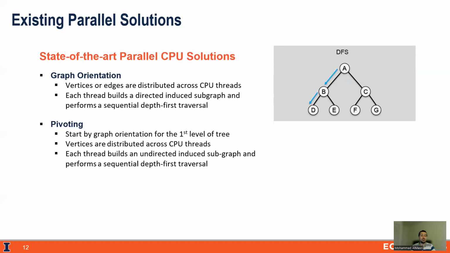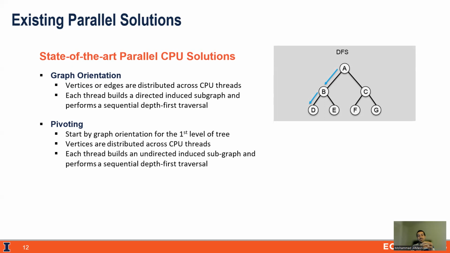Also, you could find recent work on pivoting, and they start with graph orientation, and this is to solve the main limitations in the pivoting approach in general. So they start with graph orientation to expose more parallelism at the beginning of the computation, and then the vertices will be distributed across threads. Each thread also builds an undirected induced subgraph.